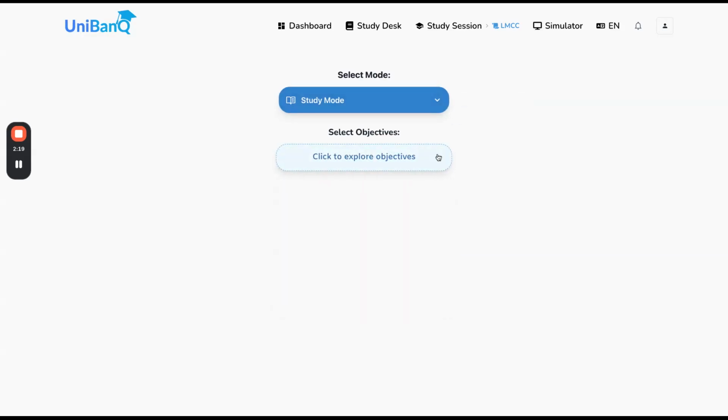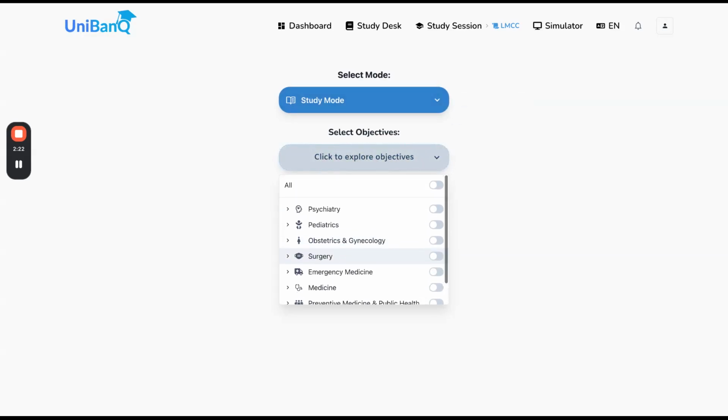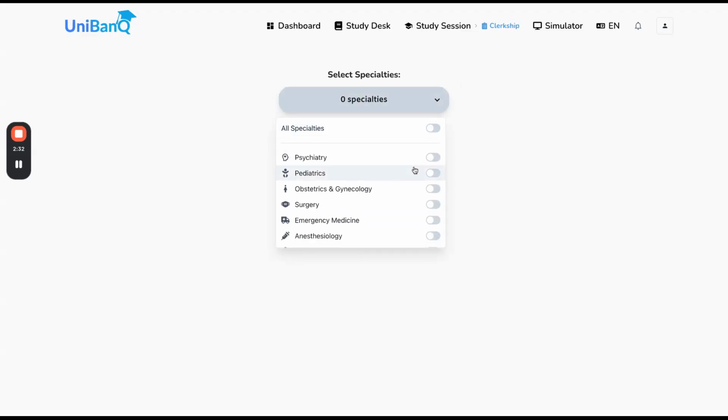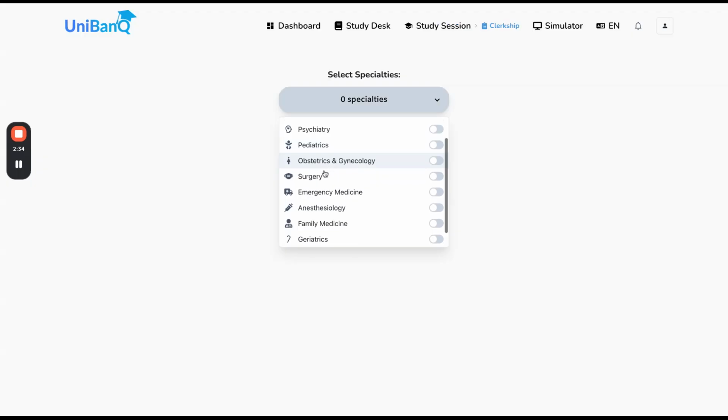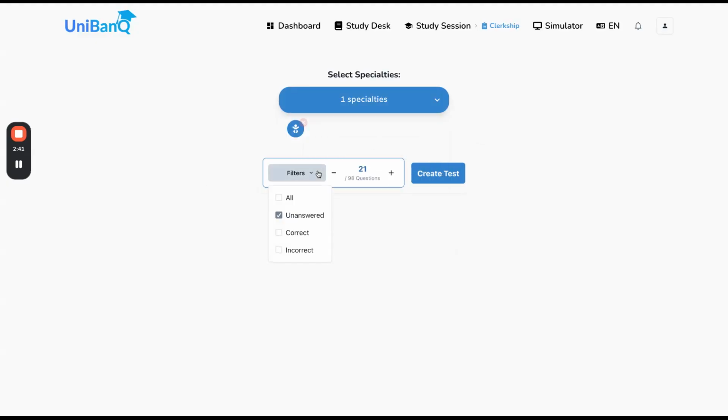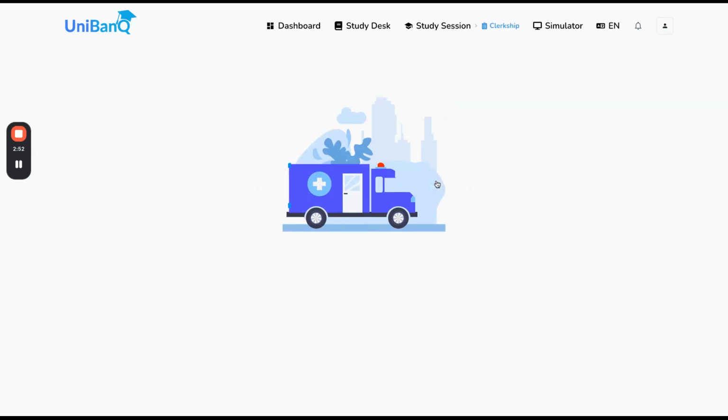When you go through the study mode, you have access to all the specialties that are relevant for different levels of medical school. Here I'm showing the section on licensing exams, but if we go back, for example, to clerkship, you're going to have different specialties like psychiatry, pediatrics, surgery, ER, etc. You can select all specialties or just one. You have the ability to filter if the questions were unanswered, correct, or incorrect, and select the number of questions you have. Just for the purposes of this demo, I'll select about 20 questions. You can create the test.